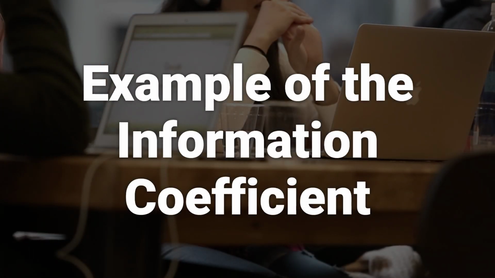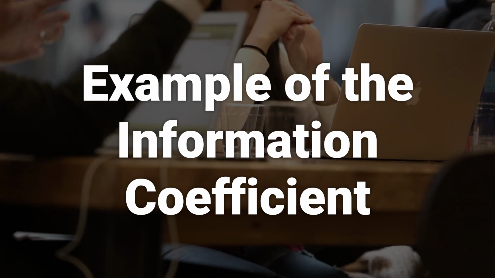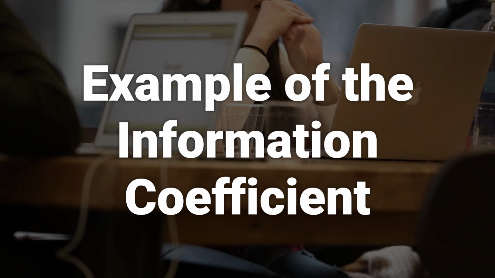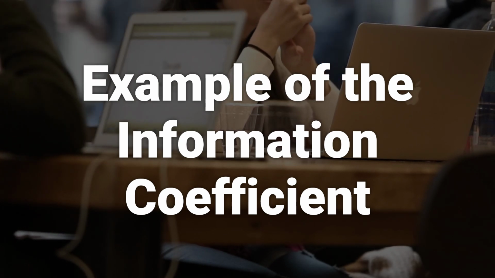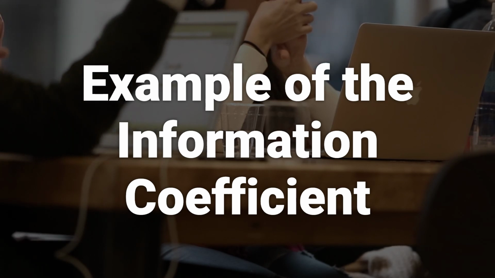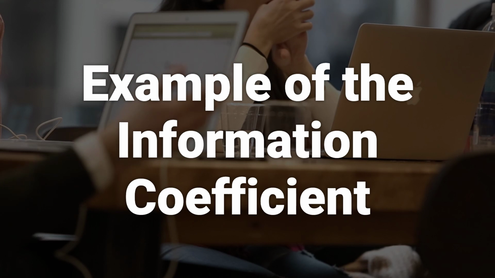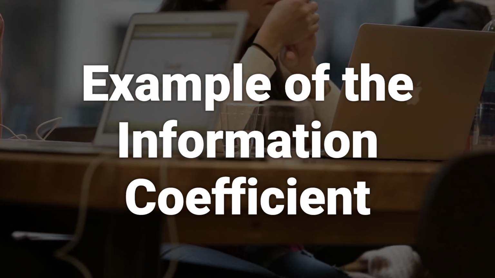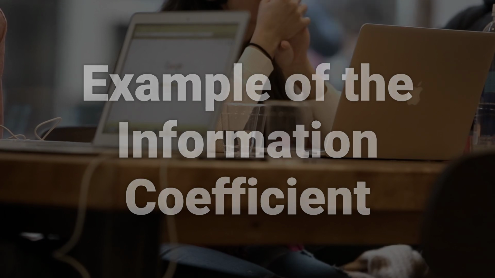As a hypothetical example, if an investment analyst made 2 predictions and got 2 right, the information coefficient would be plus 1.0. If an analyst's predictions were only right half of the time, the IC would be 0.0. If none of the predictions were right, the IC would be minus 1.0. This demonstrates how the IC score is calculated based on the correctness of the analyst's predictions.